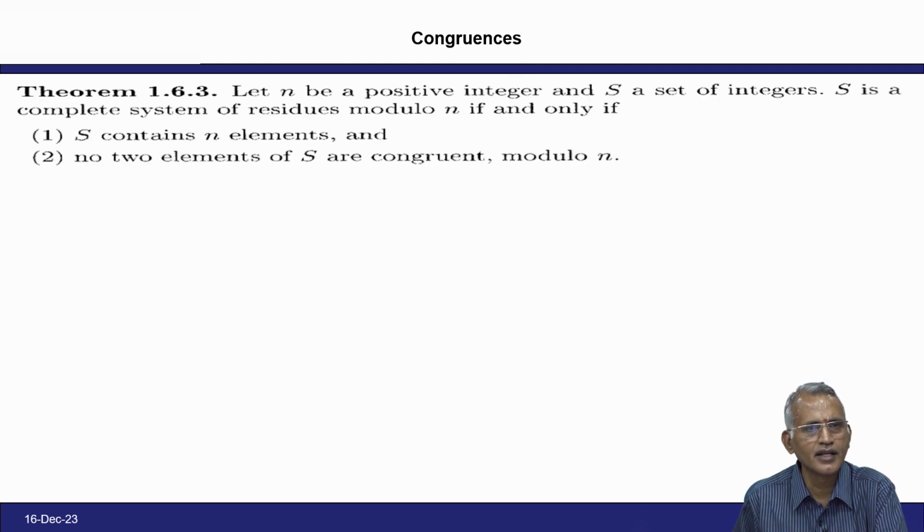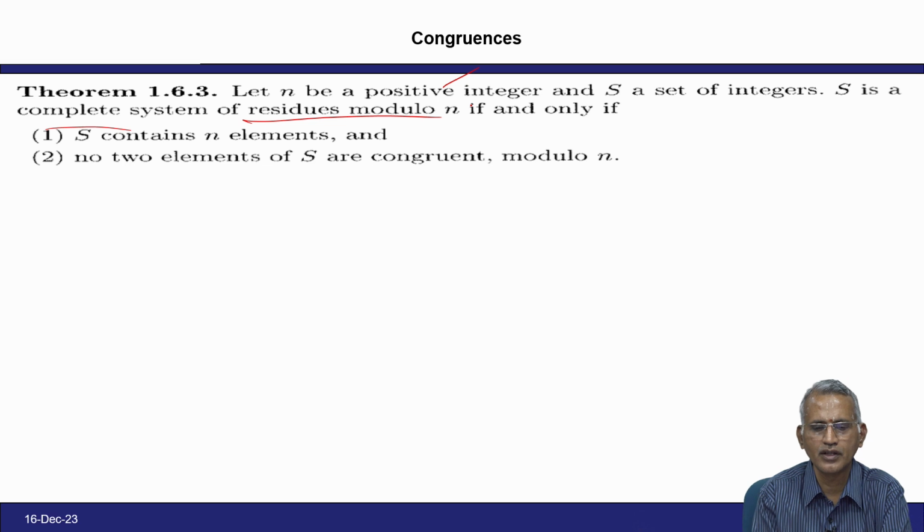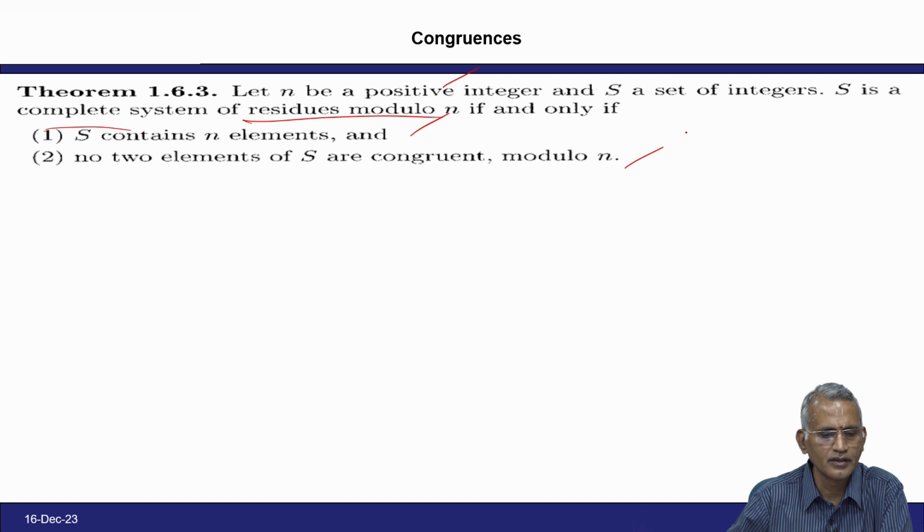The next theorem says: let n be a positive integer and S a set of integers. S is a complete system of residue under modulo n if and only if S contains n elements and no two elements of S are congruent under modulo n. So this way we have to start with the congruences of the system of residue modulo n.